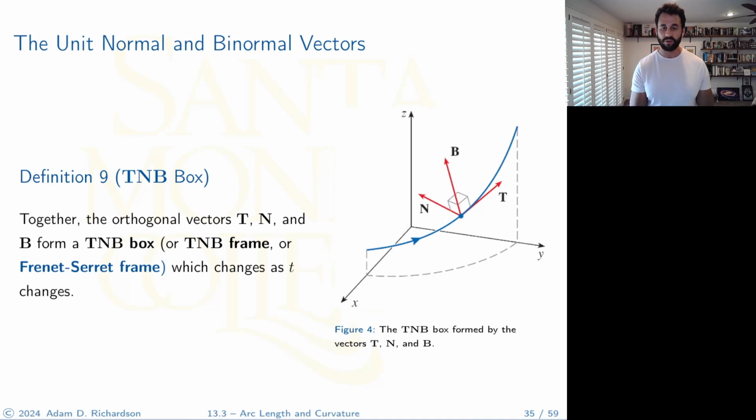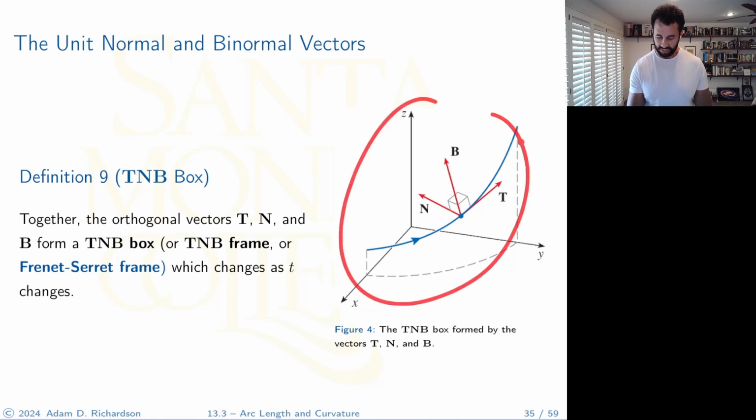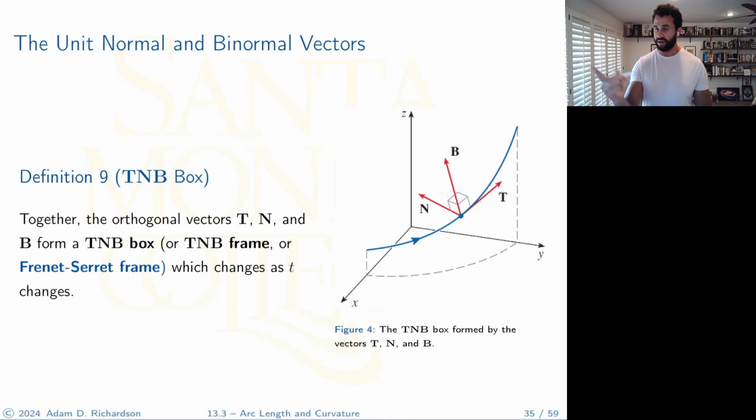Now, this forms what we call the TNB box. So you might have heard of this before. So together, these orthogonal vectors T, N, and B form what's called a TNB box, or a TNB frame, or a Frenet-Serret frame. And this is basically a box that changes as your parameter t changes. So what you could imagine is depicted in this figure right here. And then I've got a nice Mathematica animation.